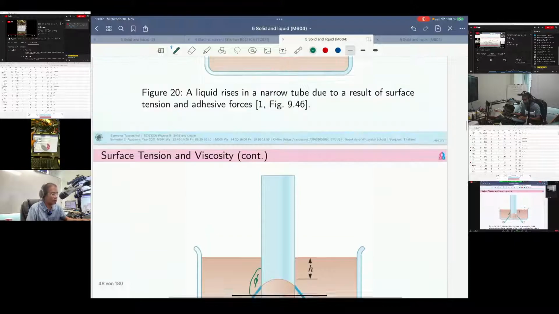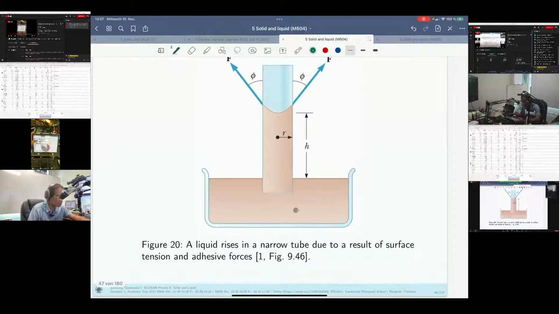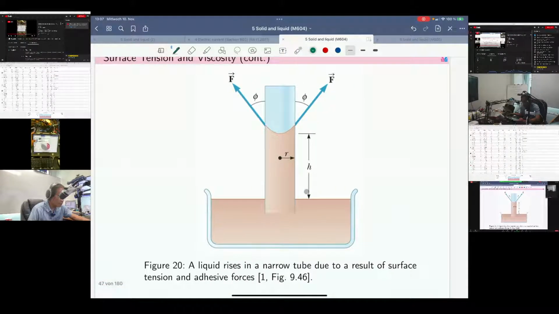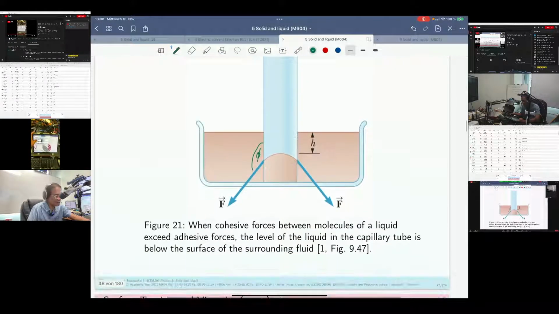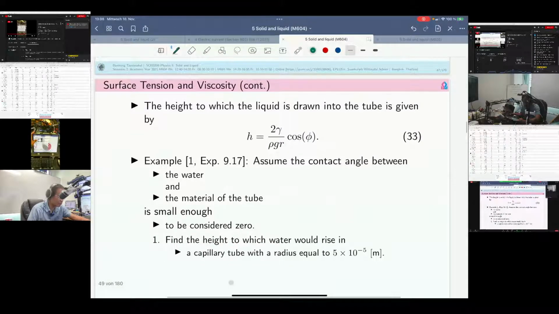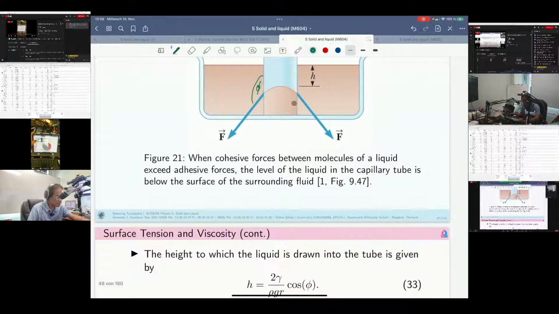And what about this? Liquid rises in a narrow tube. Please note that we have to consider a narrow tube, due to the result of surface tension and adhesive force. The reason why we have the height here is that we have two quantities. The first one is surface tension, and the second one is the adhesive force, the attractive force between two types of substance or material.